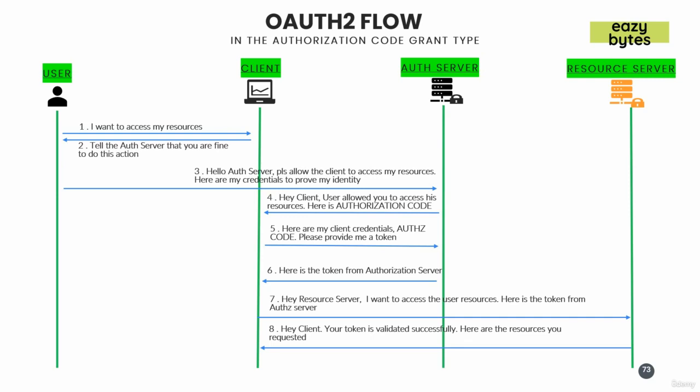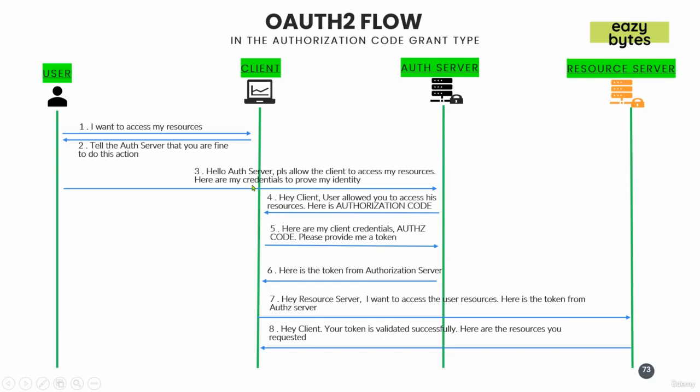If my authentication is successful, I will get an authorization code in return. Now using the authorization code, my client will again make a call to the auth server by passing the client ID and client secret. If my client secret is valid, I will get an access token from the authorization server. Once I get an access token from the auth server, the communication between the resource server, auth server and client is pretty similar to what we discussed before.